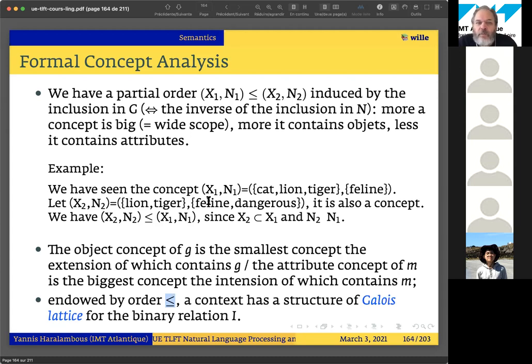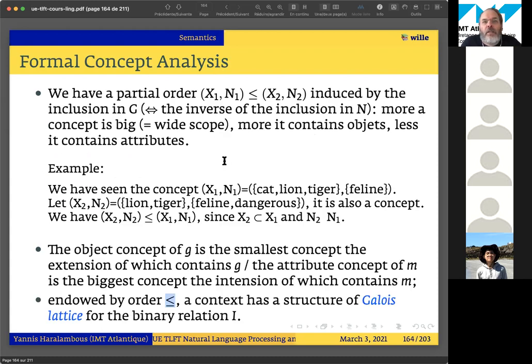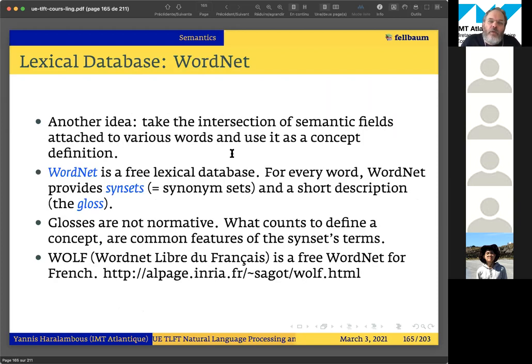So this works well for well-defined domains where there's no ambiguity, where we know exactly what we are talking about, and so on. Now, the real world is a bit more complex than that. So this theory, formal concept analysis, works very well for specific domains, mostly technical domains, but it's harder to apply it to the real world with all its contradictions and ambiguities.